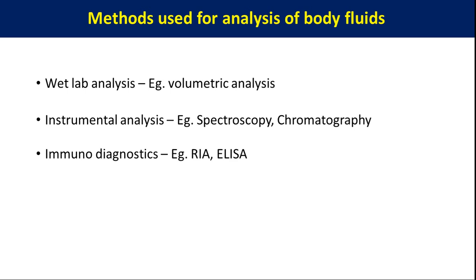Third type is, in true sense, you cannot segregate it from instrumental analysis, but its principles are entirely different. So that's why we call them immunodiagnostic techniques, like radioimmunoassay or ELISA. All these techniques are completely separate because they work on a different principle and their applications are entirely unique. So that's why we study them separately. So these are the three major types of techniques that we have right now in the analysis of body fluids.